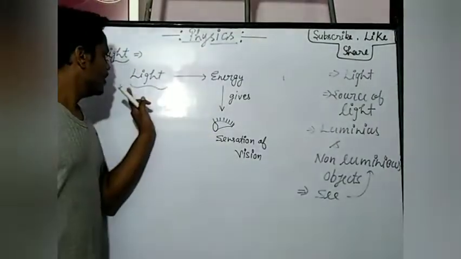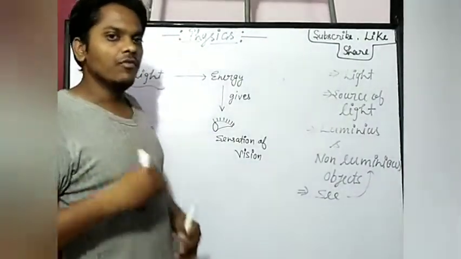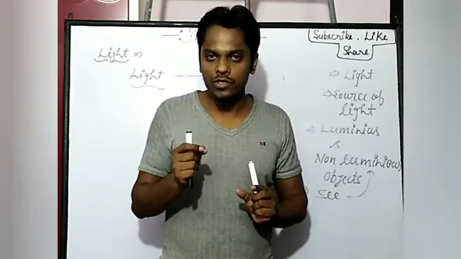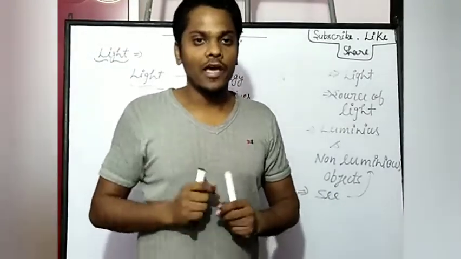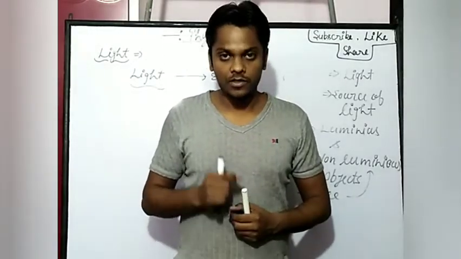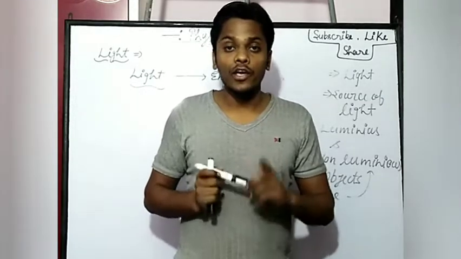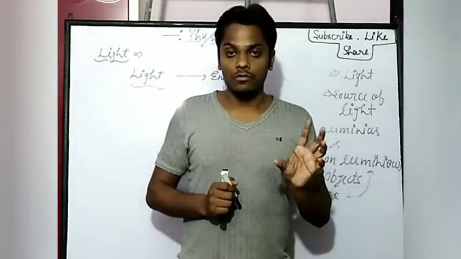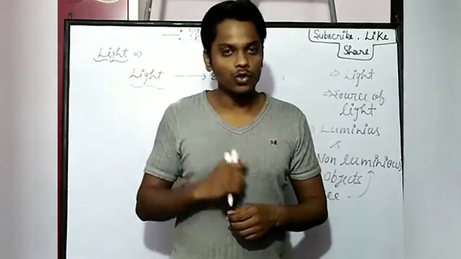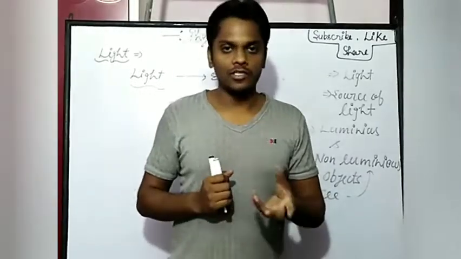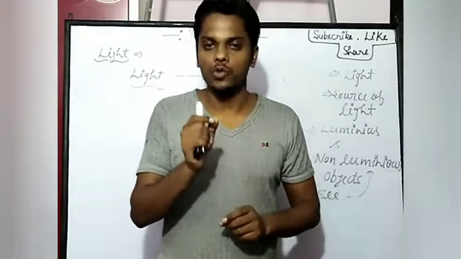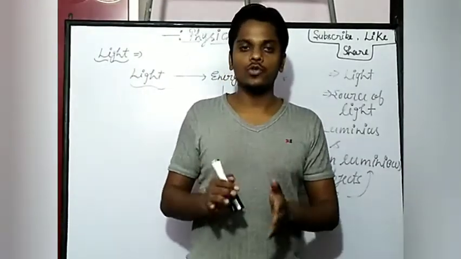When light is coming from something, that means it is a source. Is there any source of light? Yes, there is. The biggest example you have seen is the sun. Sun is the source of light. In your room there is an LED bulb, there is a rod, that is the source of light. You have seen candles, that burning candle is the source of light. So these are the sources of light.